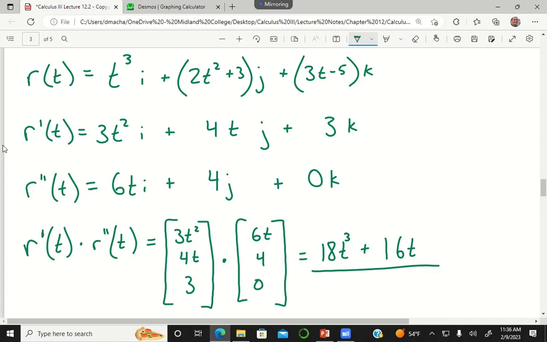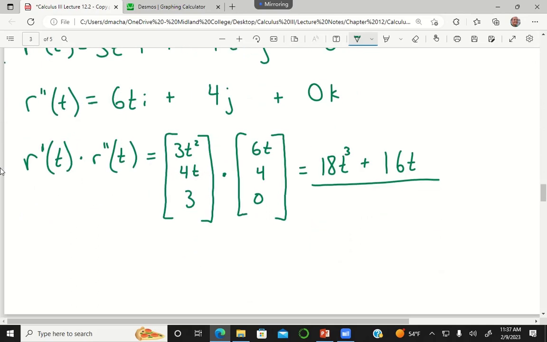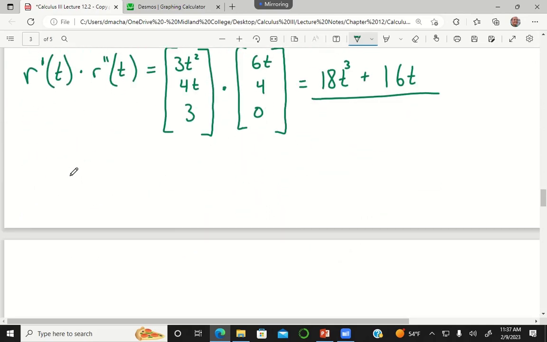And the dot product should be a scalar, right? So if I plug in any value of t, that gives me a scalar, and that makes sense for the dot product. Yeah, the product is a scalar when it's the dot product. If we did the cross product, then I would end up with a vector as my product. So let's do the cross product now.